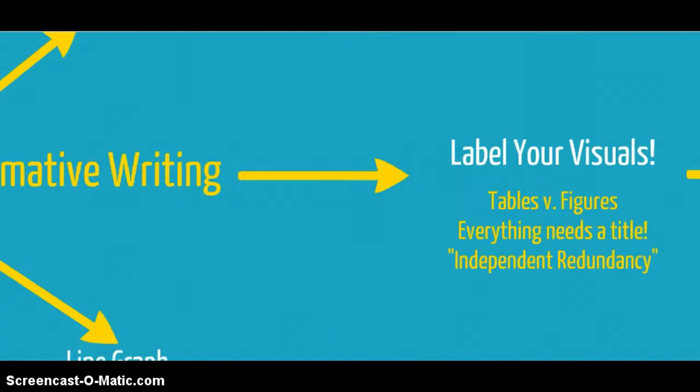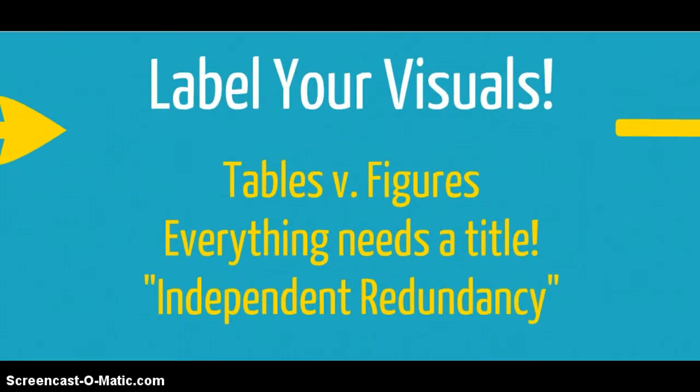Also consider how you're going to label the visuals that you use. By convention, tables are listed as tables, while any other type of visual, like graphs, charts, or other drawings or photographs, are known as figures. Also remember that each graphic needs a title that explains the information being displayed. And also remember the law of independent redundancy, which states that the graphic should be understandable without the text, the text should be understandable without the graphic, and the text and the graphic should agree.